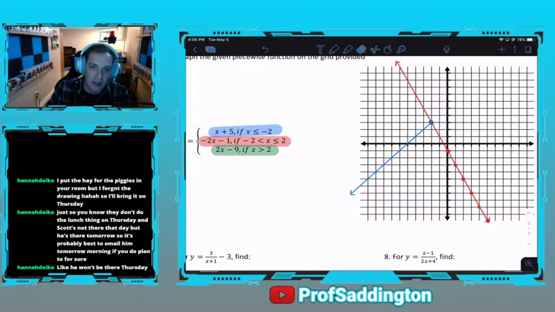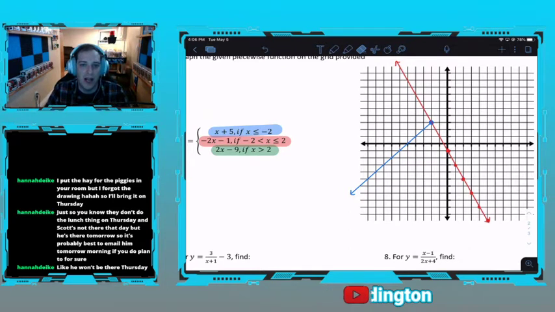And again, now that I have the full line drawn, I only care about a piece of it because it's a piecewise function. And it says that we only want the answers between -2 and 2. So anything that's smaller than -2 does not matter. So I'm going to erase everything that's up here.